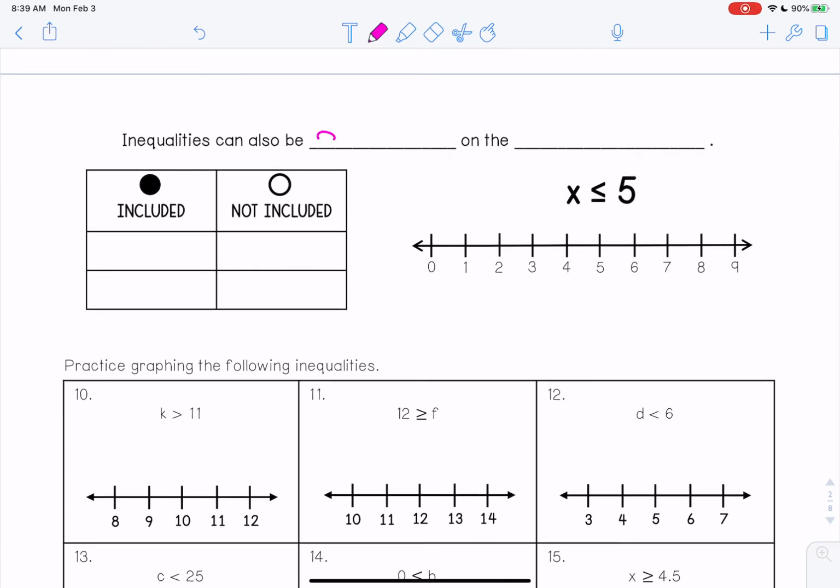Inequalities can also be graphed on the number line. So this is how it works. When you graph, you're going to be given a number line, like so, okay? And when we have something like x is less than or equal to 5, they give us the number 5, and we're going to draw a circle on that 5. Now, there's two different types of circles. There's the filled in, which is included, and the not filled in, which is not included.